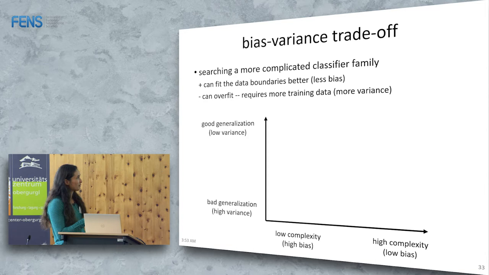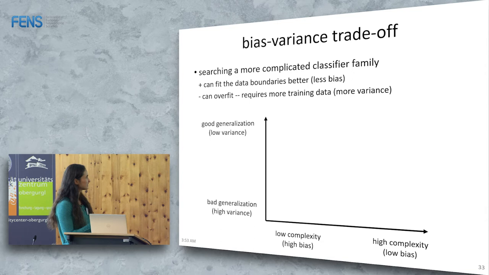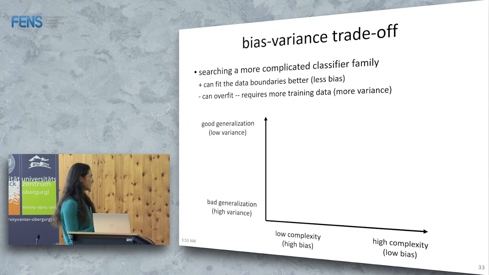If you have a more complicated classifier family, like a three-layer network versus a two-layer network, it's a more complicated set of functions that you're searching. So you can fit the data boundaries better, which is called less bias. You're going to fit the training data very well, but you can overfit, so you need more training data. And what they call it is more variance, because depending on which training data set you give it, this sample of 2,000 training examples or that sample of 2,000, you'll get very different classifier results. That's the variance of this classifier family.